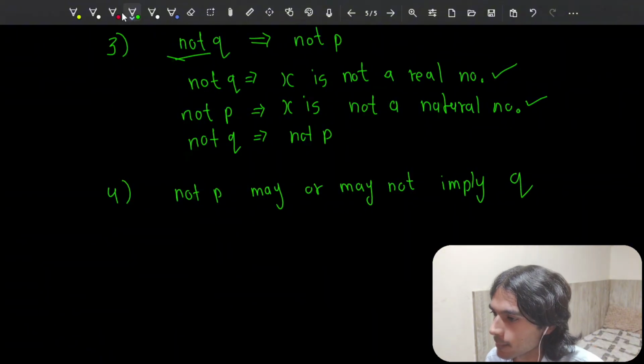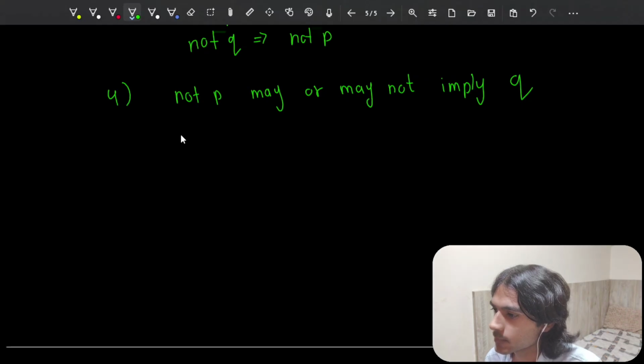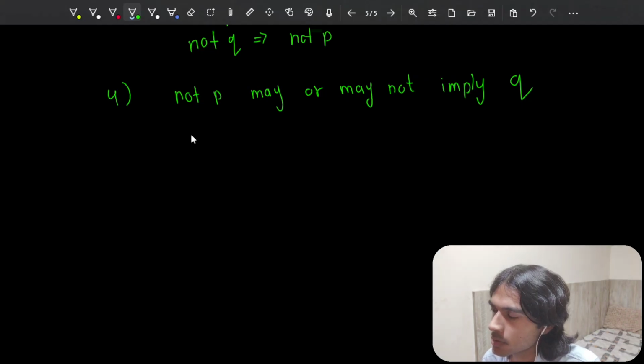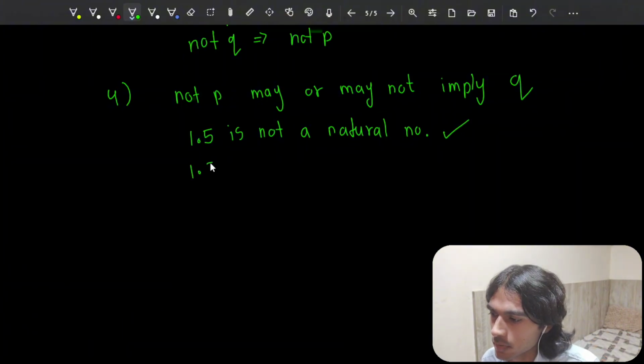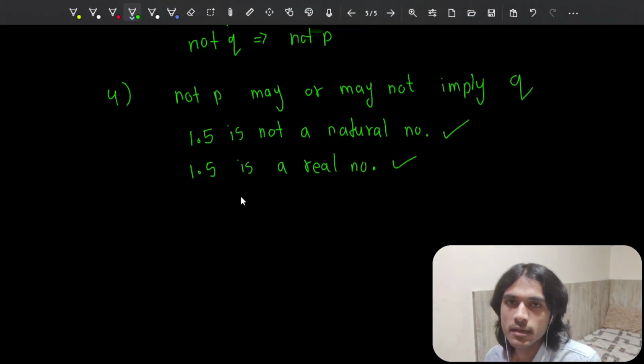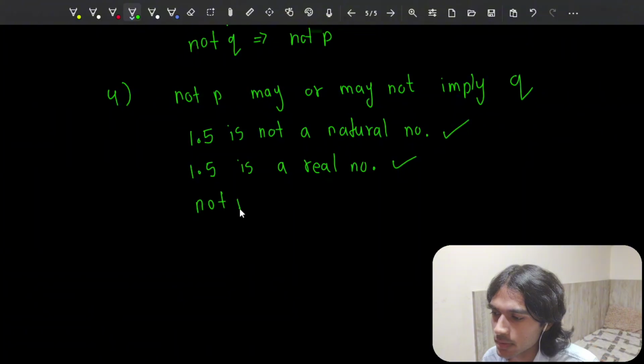Okay. So let's say, for example, 1.5. So 1.5 is not a natural number, right? So the not P statement is correct. 1.5 is a real number, right? And this statement is also correct. That means not P is implying this statement Q.